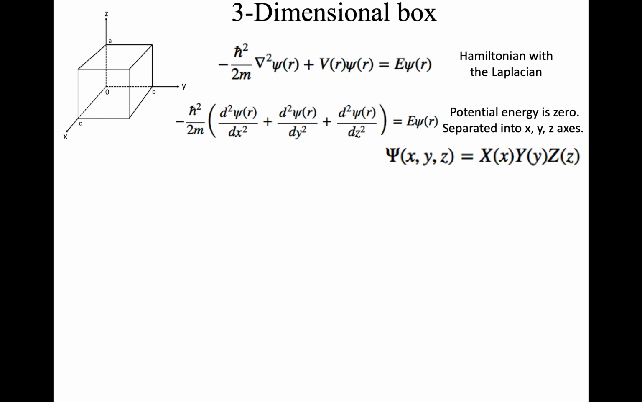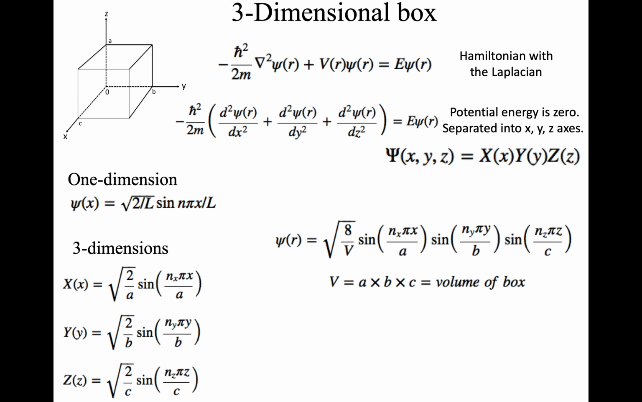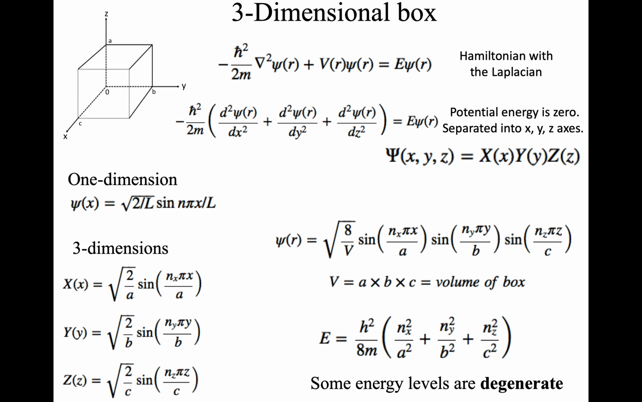Extending that to a three-dimensional box, instead of just having a length along, let's say, the x, we would have values along the x, y, and z. We can separate it into the component parts. We know the answer for the one-dimensional, and we see the answer repeated again for the x, y, and z. We could express the entire thing in terms of combining those, let's say, in terms of the volume.